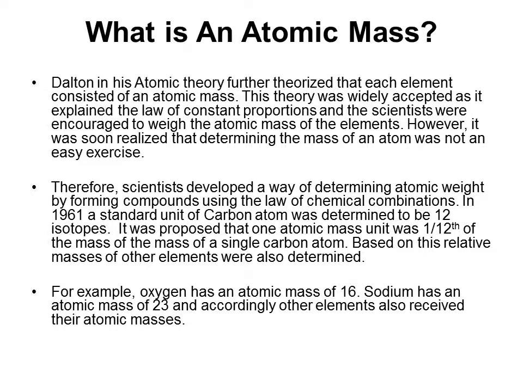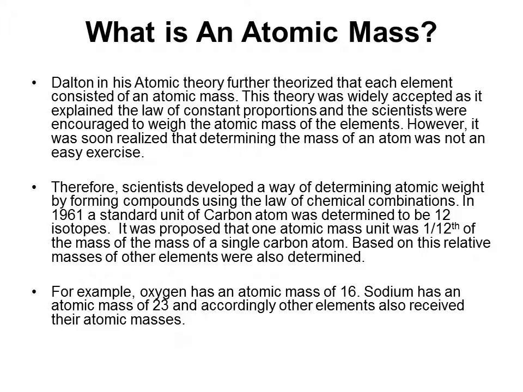What is an atomic mass? Dalton, in his atomic theory, further theorized that each element consisted of an atomic mass. This theory was widely accepted as it explained the law of constant proportions, and the scientists were encouraged to weigh the atomic mass of the elements. However, it was soon realized that determining the mass of an atom was not an easy exercise. Therefore, scientists developed a way of determining atomic weight by forming compounds using the law of combination.